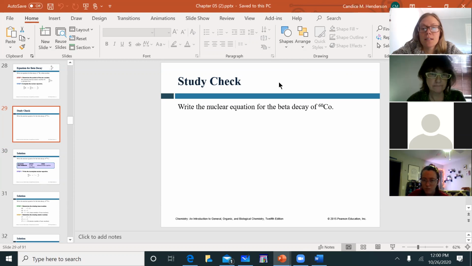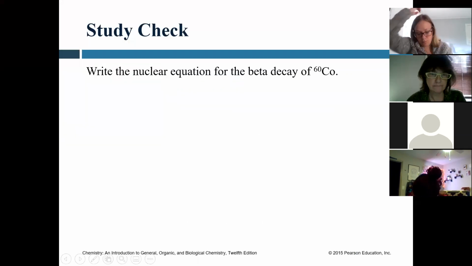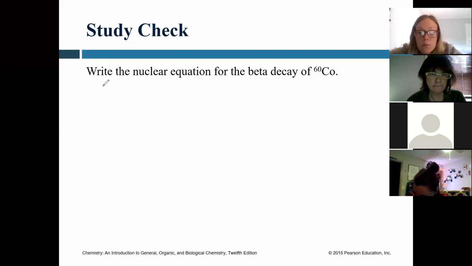Let's go back to this one that we've been playing around with. So we've got cobalt 60. Let's say this undergoes positron emission. We've done beta emission, we did alpha emission. Let's make this a positron emission. I'll give you all a minute and a half to work on it.